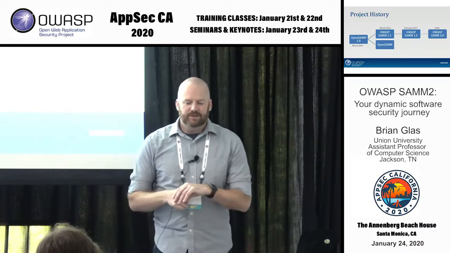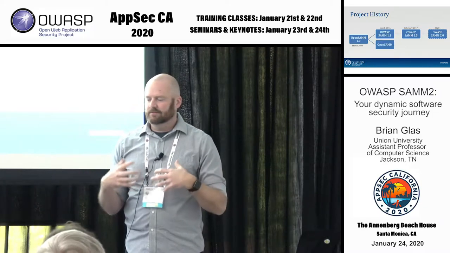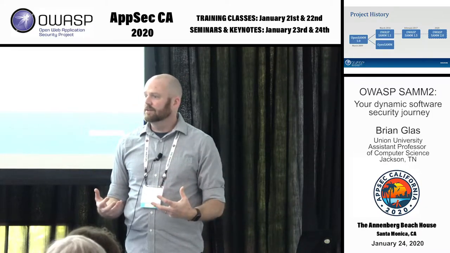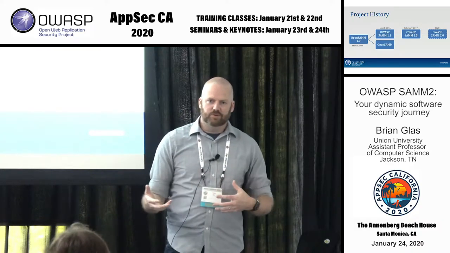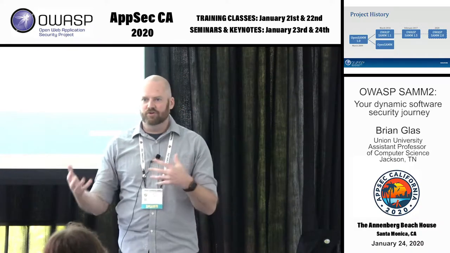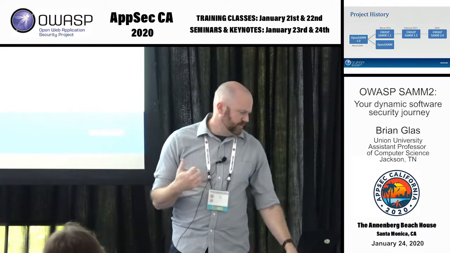So in 1.5, we changed the model and we said, you know what, we understand that businesses and organizations are just gonna do it differently. And so you started getting credit for doing each individual type of activity, whether or not they were in any prescriptive order. And I'll talk a little bit more about that.